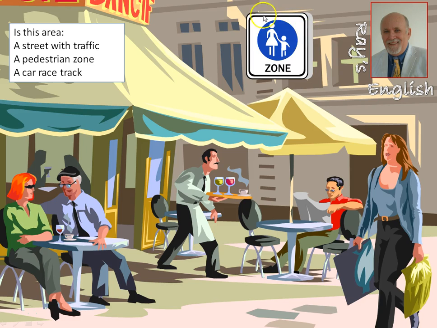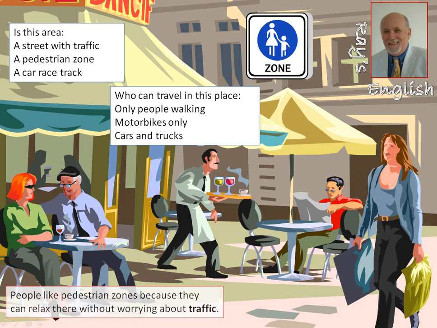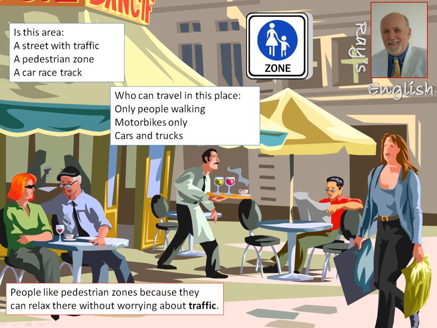It's a pedestrian zone. Pedestrian means people walking. Yes, pedestrian. Who could travel in this place? Only people walking? Motorbikes only? Or cars and trucks? What do you think? Of course, only people walking. People like pedestrian zones because they can relax there without having to worry about traffic. Look up traffic in your dictionary if you don't know what it means. Traffic.